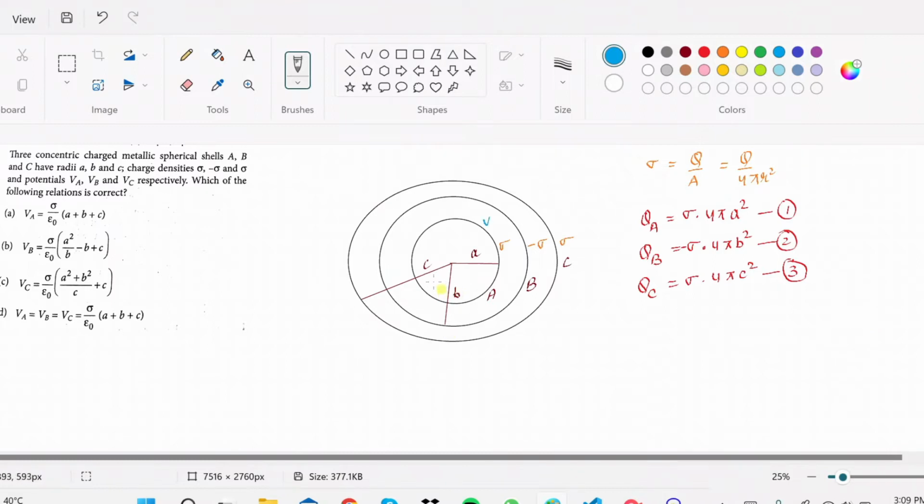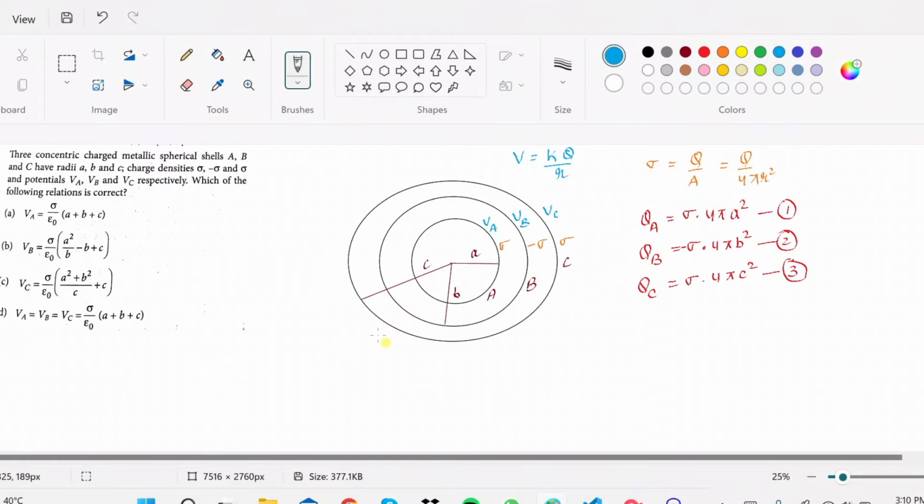Now the question says each one has a potential VA, VB and VC. Which of the following relations is correct? So let's start finding VA, VB and VC. You have to be very careful with this relation this time. V equals K Q by R. This relation looks very simple for one charge, but if you have charge densities grouped like this, like concentric spheres, then you have to be very careful. K is a constant, Q is the charge and R is the position at which you are finding the potential.